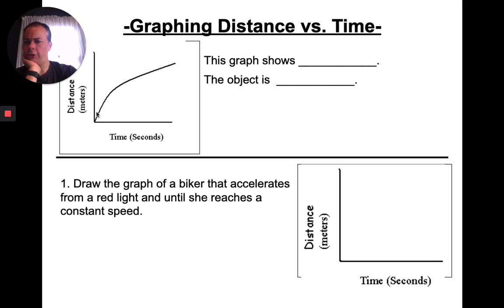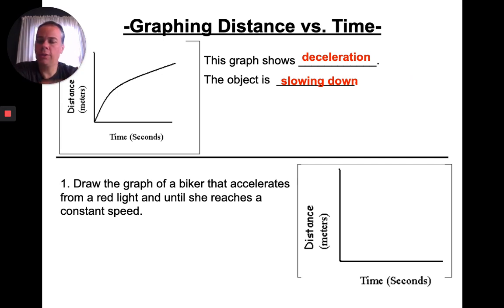Okay, what about this graph? We have a steep line, a less steep line, and then that curve in between. That's an object that's decelerating. It's slowing down.